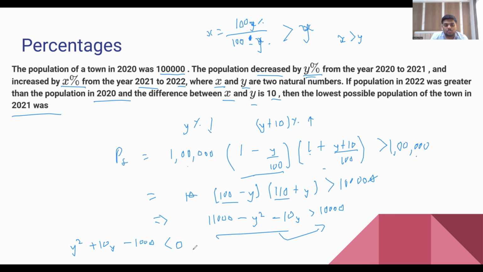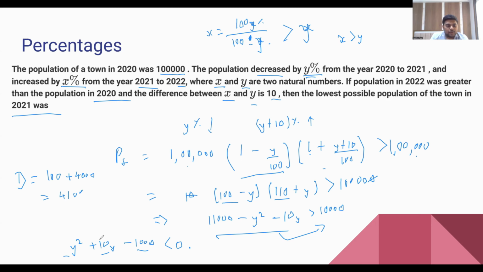So this is a case of quadratic equations clubbed with inequalities. I'll just tell you the solution if you know. Here what you do is you take the discriminant of this quadratic equation as b square, which is 100, minus 4ac. So c is this and a is the coefficient of y square. So 100 minus 4 into 1 into minus 1,000. So this is 4,000, equal to 4100.